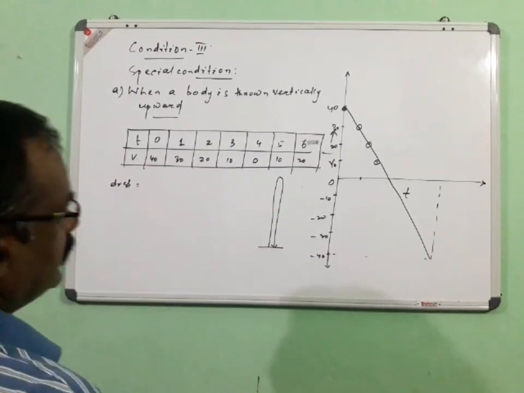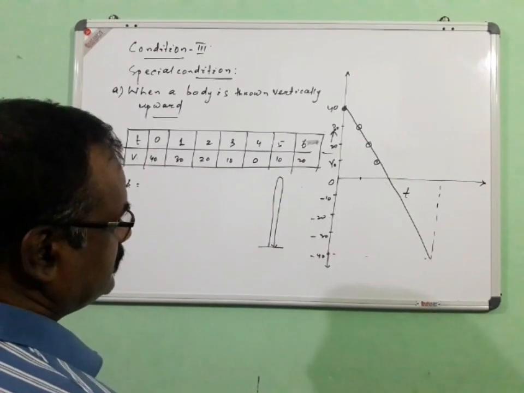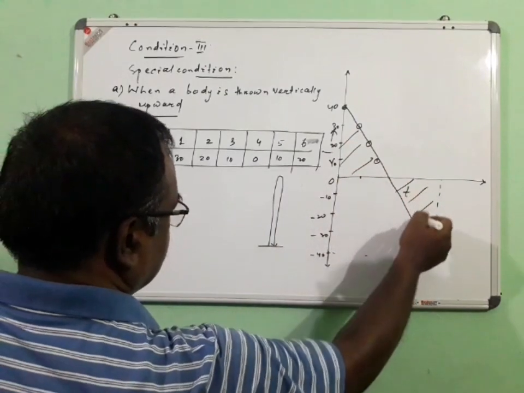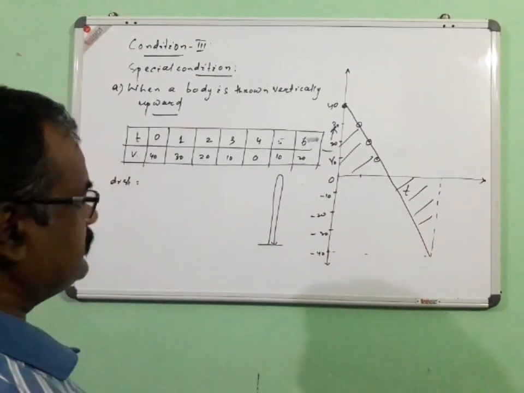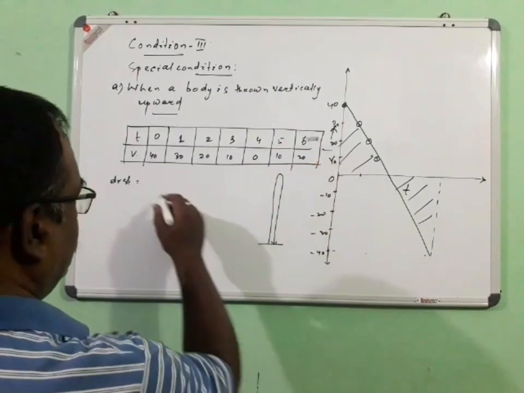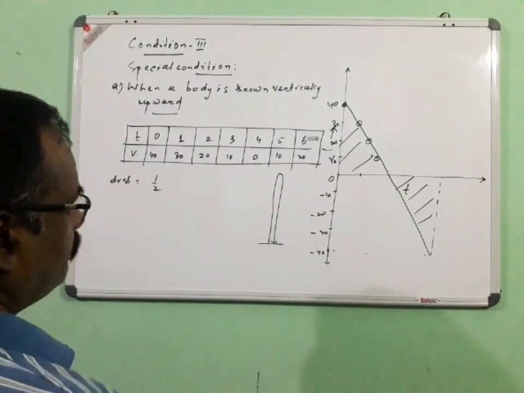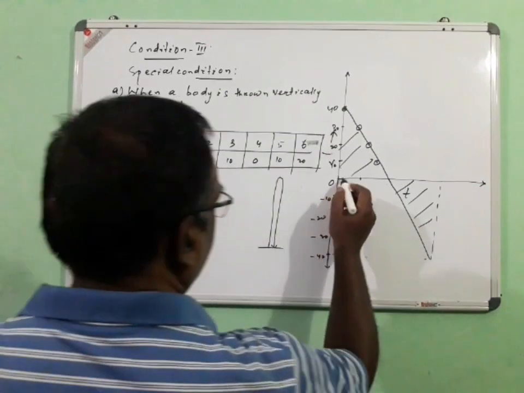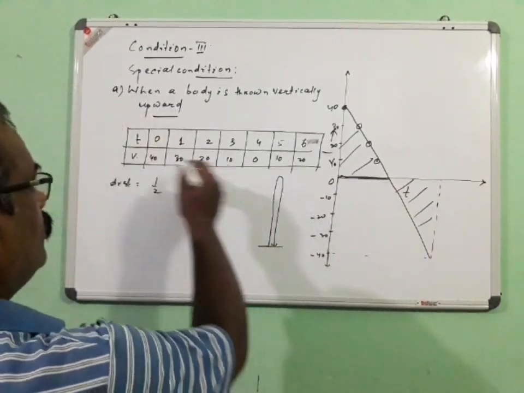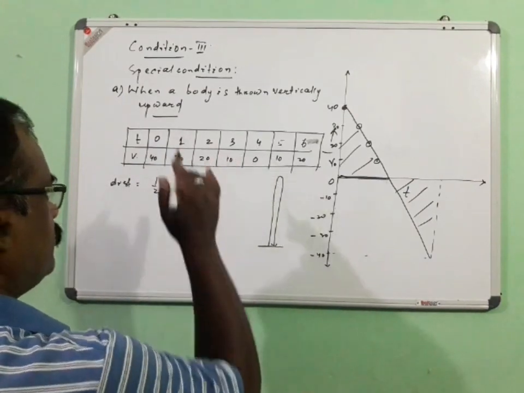However, the distance traveled will be equal to the area of this triangle and this triangle. If we add the areas of these two triangles, the area of this one will be half, base into height, where the base is calculated from 0 to 4.